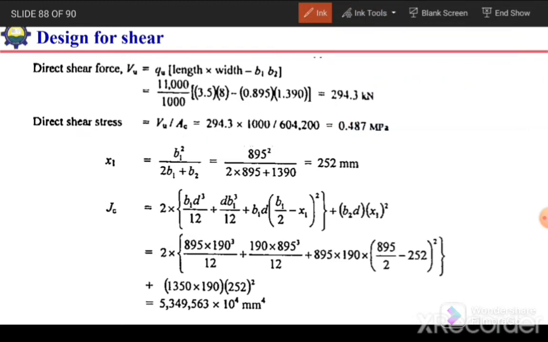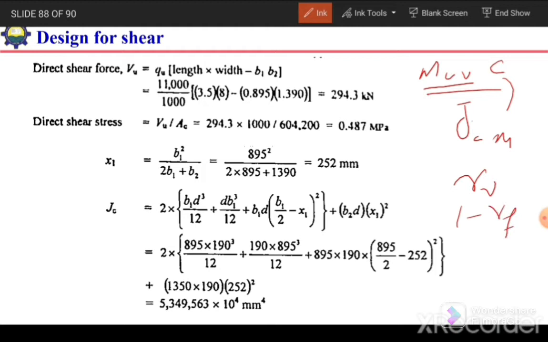Now we need to calculate the eccentric shear. To calculate the eccentric shear, we need MUV C over JC. So C will be equal to X1. We need to calculate X1, and we need to calculate this JC. For calculating this MUV, we need to calculate gamma V, which is equal to 1 minus gamma F. First of all, X1. We know the formula which we have seen in the previous video, B1 square over 2B1 plus B2 in case of an edge column. So by substituting the values, we can get the value of X1.